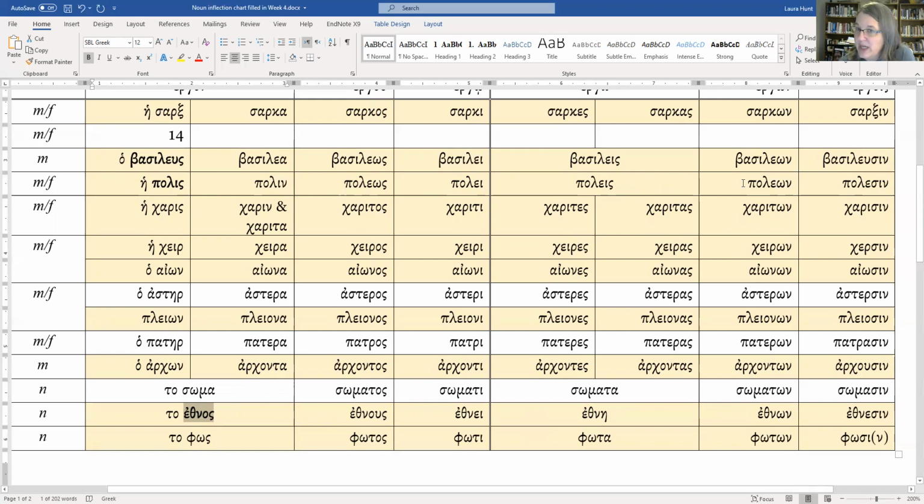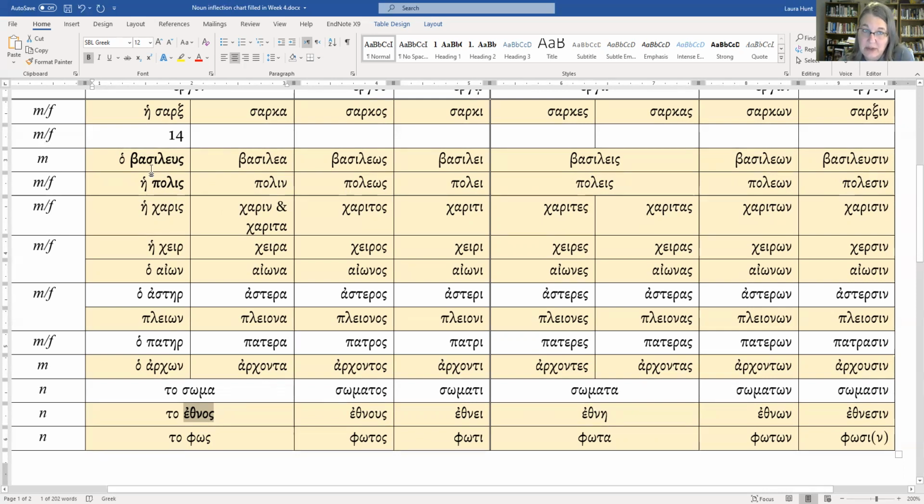Then we get the normal genitive plural, poleon, and again, the sigma iota nu ending on third declension nouns always does odd things. So here it's polesin is how that works out. So he polis, polin, poleos, polei, poleis, poleon, polesin.